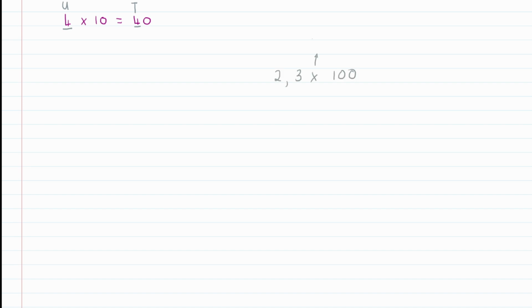Multiply means that my number is going to get bigger, and we can use the number of zeros in our second number to find out how much bigger. 100 has 2 zeros, so this means that our number is going to get bigger by 2 place values. Originally, the 2 in 2.3 was in the units column. 2 place values bigger than units is the hundreds column. So, if we shift the 2 into the hundreds, the 3 must now be in the tens.